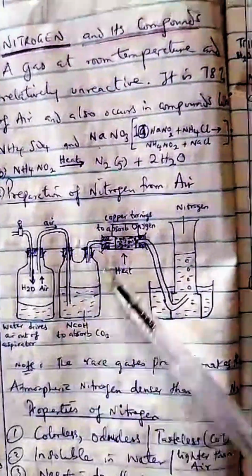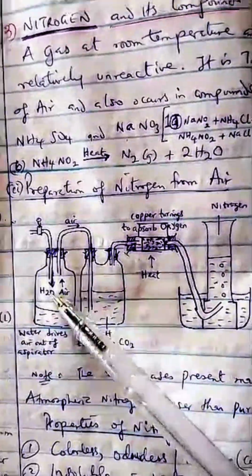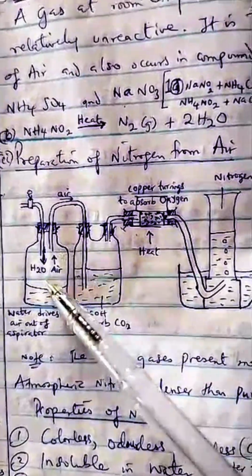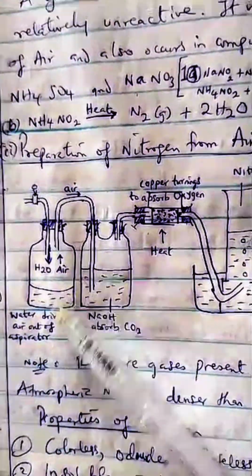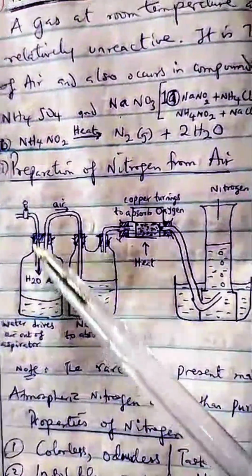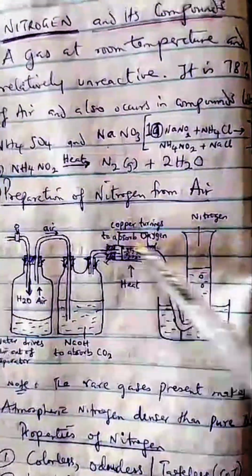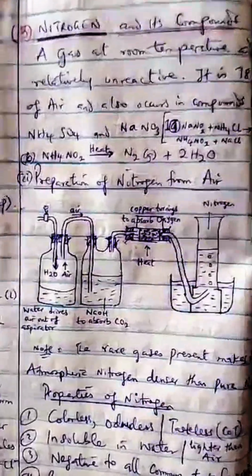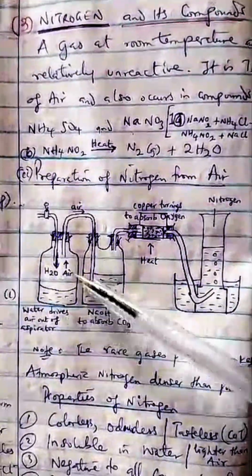Basically, you're just separating the air. Water drives air out of the aspirator, so water is used to drive air out of the aspirator. This is the aspirator bottle. Your air comes in here, and then sodium hydroxide absorbs carbon dioxide, and then we have heating through copper turnings to absorb oxygen. All right, so water drives out the air from this aspirator bottle.